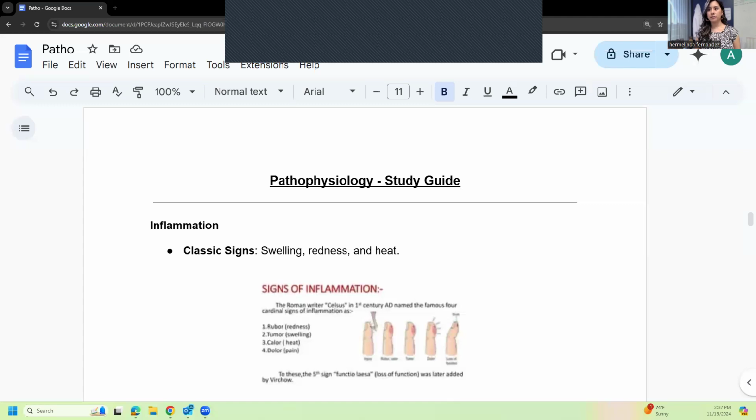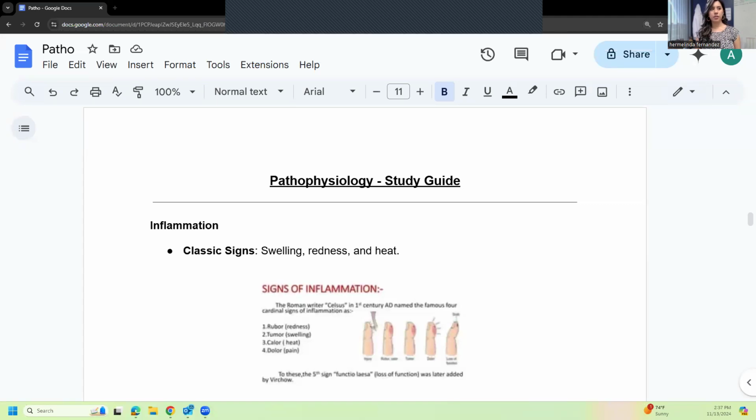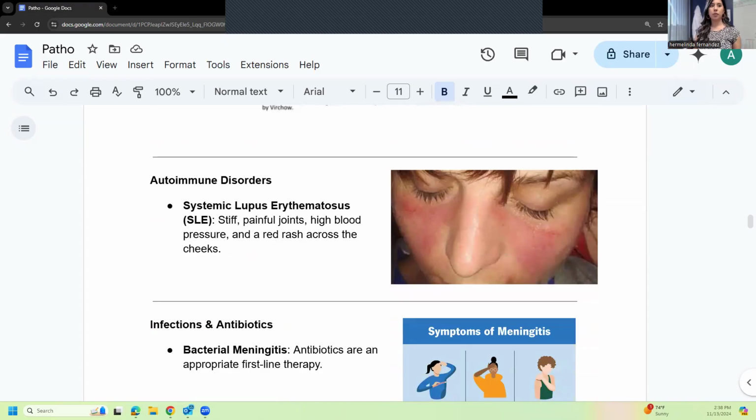Okay. So the first thing that we have are classic signs of inflammation. With this particular question, the things to remember are swelling, redness, and heat. So if you have a patient that comes in and they got hurt and they're experiencing these classic signs, this would be inflammation, okay? This is the body's way of signaling that something is wrong in that particular site, okay? Right, so now autoimmune disorder.